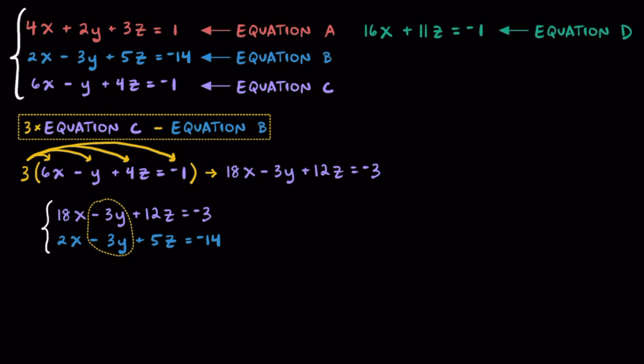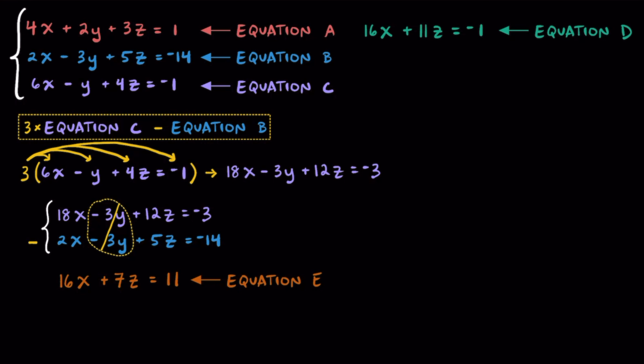To eliminate these negative 3's, we're going to subtract these equations from each other because negative 3 minus negative 3 equals 0 and the y terms would be eliminated. 18x minus 2x is going to be equal to 16x. These y terms are going to be eliminated. 12z minus 5z is going to equal 7z, and negative 3 take away negative 14 is going to equal positive 11. Let's call this equation E.